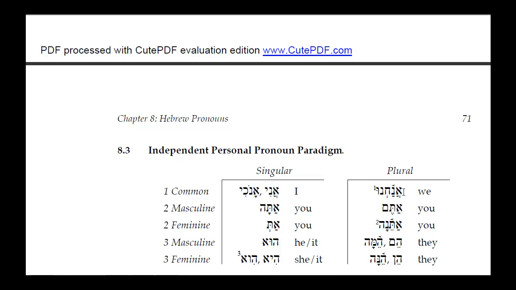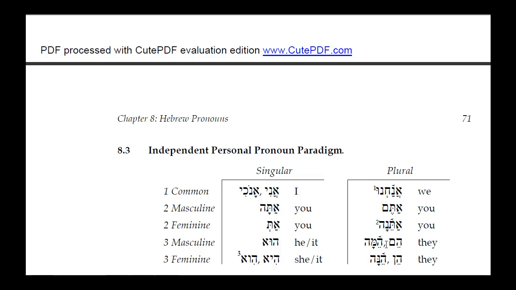Now, when we get to the plural, first common plural, we have anachnu. This is used quite often in the Hebrew text. Anachnu, we. In the second masculine, we have atem, and this will be characteristic. Look for that mem suffix, that final mem. That's usually an indicator that it's masculine. Atem is you, plural, you all, masculine. Aten is you, feminine, plural.